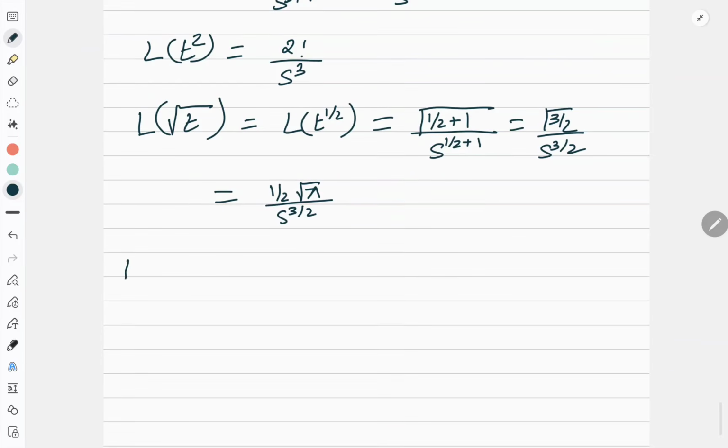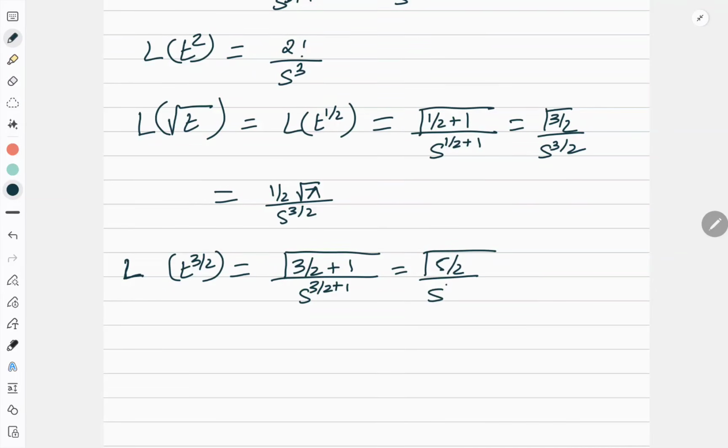If I ask you what is the value of Laplace of, say, t to the power 3 by 2. So what will you do? Gamma 3 by 2 plus 1 upon s to the power 3 by 2 plus 1. This will become gamma 5 by 2 upon s to the power 5 by 2. Now gamma 5 by 2, how can you write? What is the odd number before 5? 3. So 3 by 2, 1 by 2 root pi upon s to the power 5 by 2. So my answer will become 3 by 4 root pi upon s to the power 5 by 2.